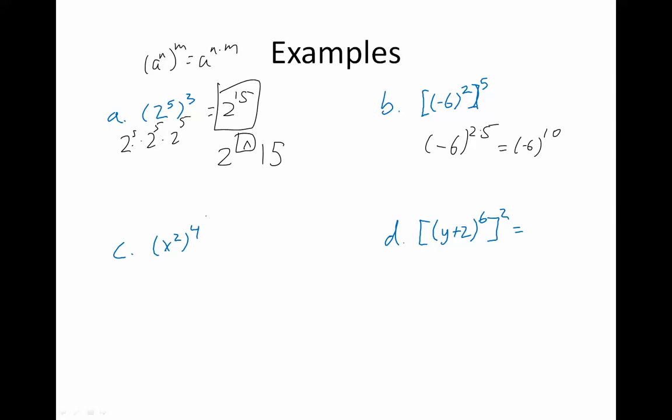Here we have x squared to the 4th power, which is really x to the 2 times 4. So x to the 8th. And our last one here, notice that everything inside this parentheses is being taken to the 6th power. And then this is being taken to the 2nd power. So this is y plus 2 to the 12th power. And there is a way to simplify that, but we will not do it right now, right? That's something for later lessons.